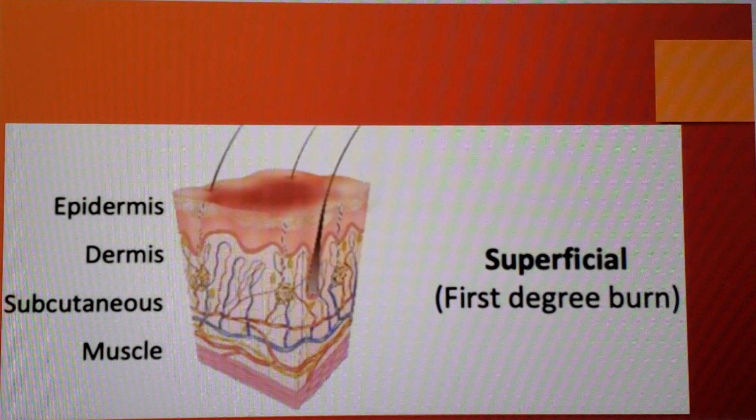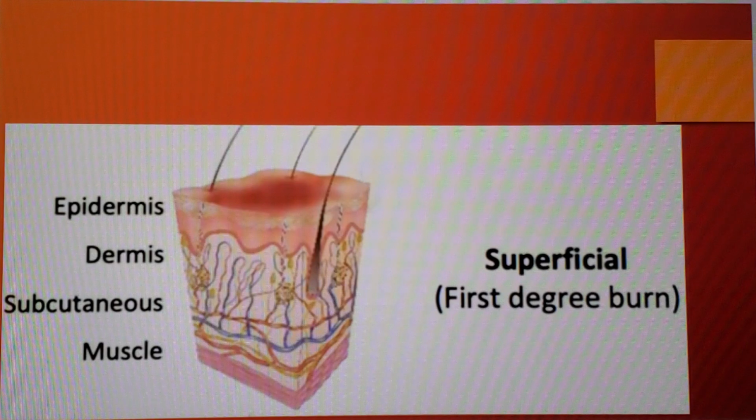Second degree, compromise down to the dermis. This is where, all right, second degree, the epidermis is gone and you can see clear into the person's dermis. That would be second degree. Get it? So epidermis damage, what? First degree. Down to the dermis is damage, second degree, because it's the second layer.